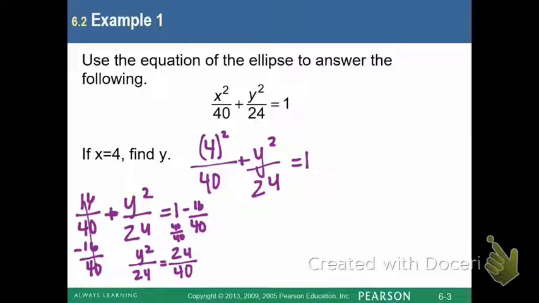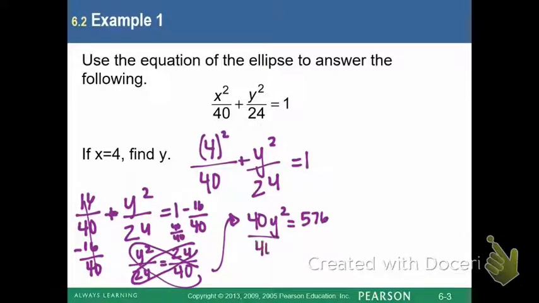Okay, and then you can either do the cross multiplying thing here, which is one way of doing it, or you could just multiply by that 24 and get the y squared by itself. Either way works here. So if you cross multiply, you'd have 40 y squared equals 24 times 24, so 576. Go ahead and divide by 40. And I just simplified that fraction, and then you can take the square root of both sides. I did go ahead and leave it as a decimal. Remember also that when you take the square root, you need to include plus or minus.